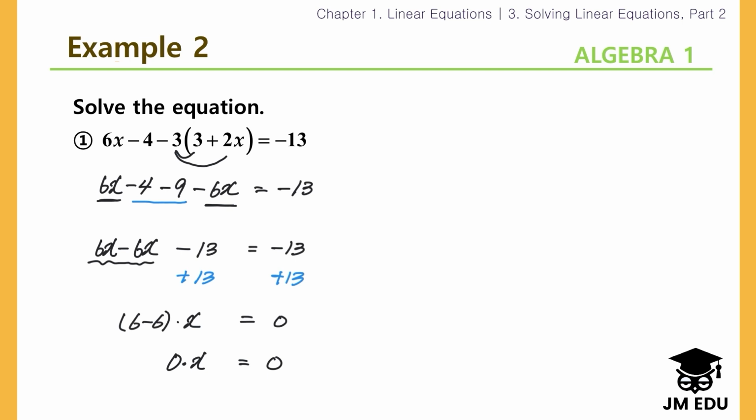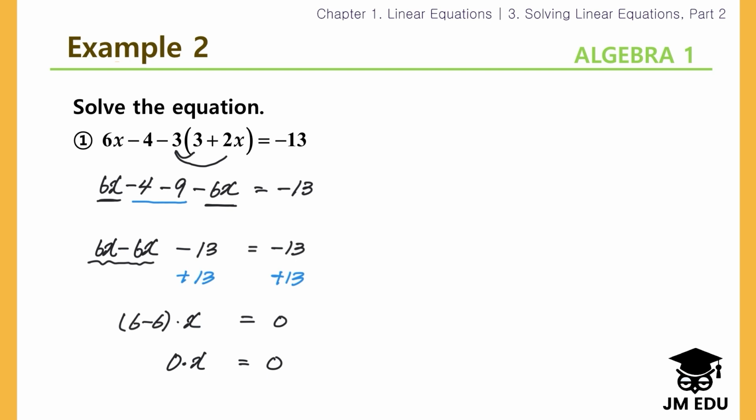Because for all values of x, we plug in 0 times x. This is always a 0. This is always a 0. So this one has infinitely many solutions. Does that make sense? Or you can solve this way.